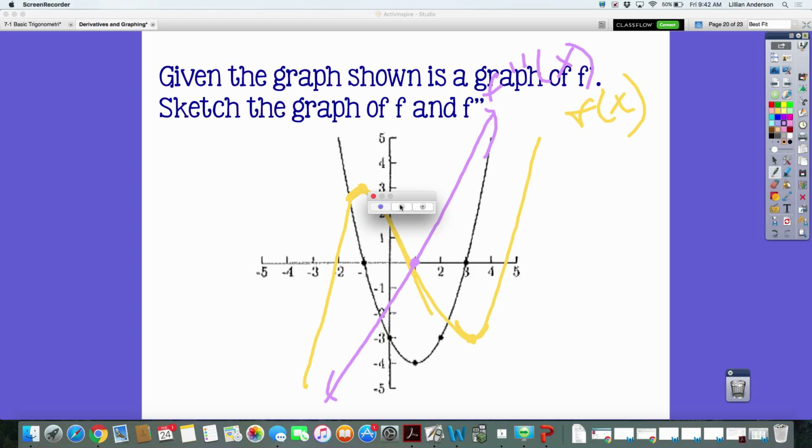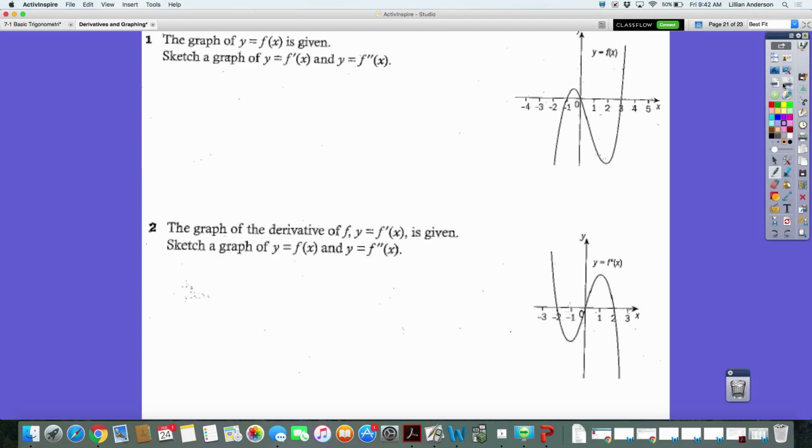Okay. All right, so looking at this worksheet that I handed out, we're looking at number 1. This is the graph of the original function, so we need to sketch the derivative and the second derivative. Since this is a cubic, our first derivative should be a quadratic, and then our second derivative should be a linear function, a line.